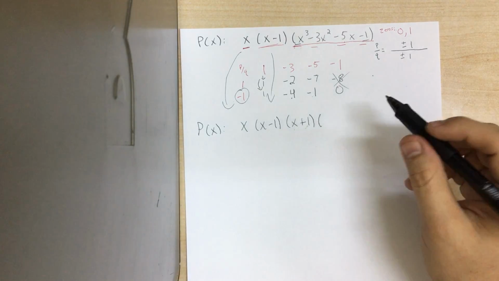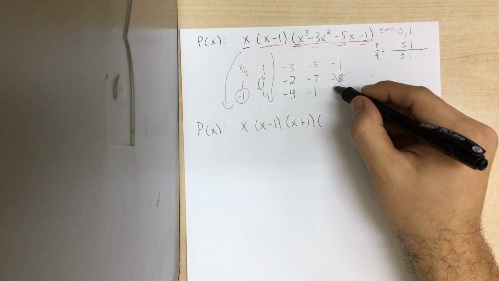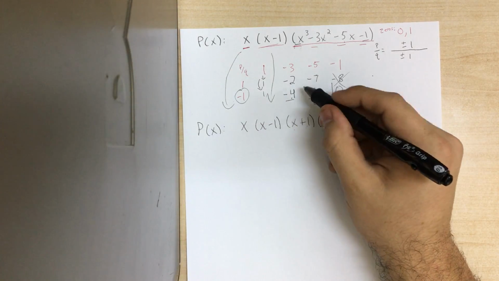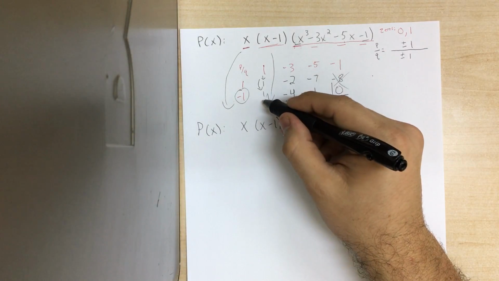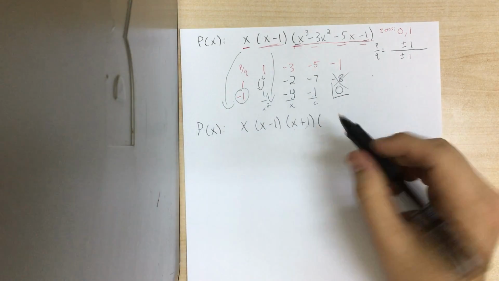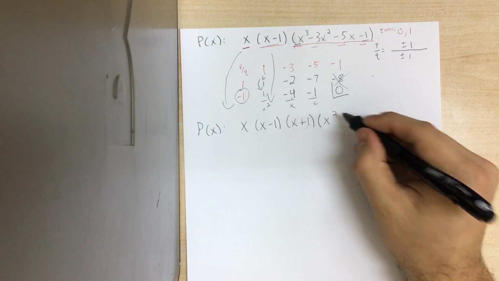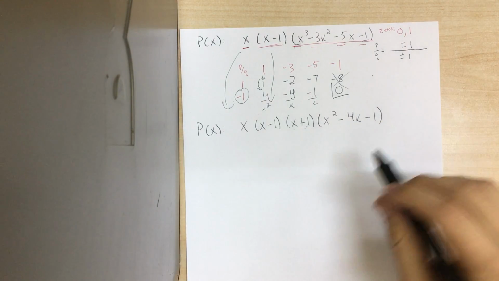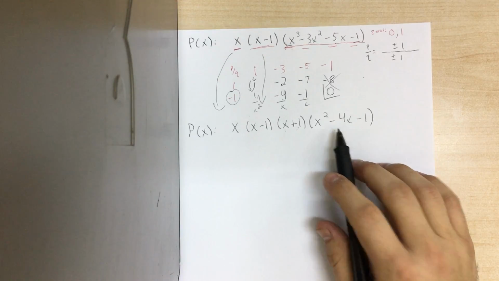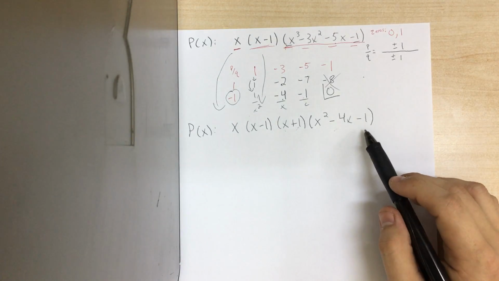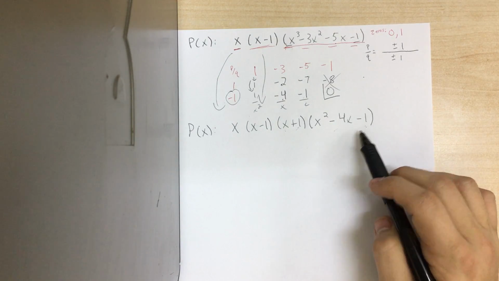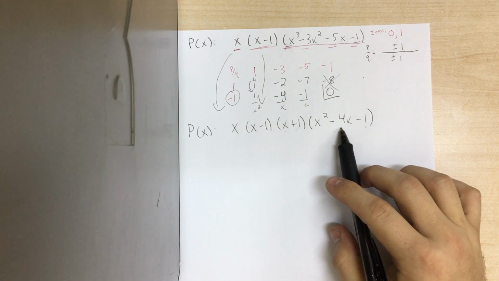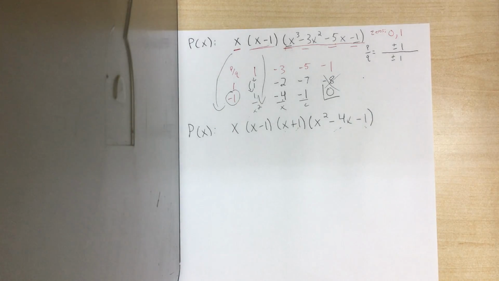And then we can write our quotient. So this is our remainder of 0. The constant term is -1. The x term is -4. And the x squared term is 1. So we can write that as x squared minus 4x minus 1. So now we have a quadratic. So do we have two numbers that can multiply to -1 and add to -4? That's going to be tough. I would say use the quadratic formula here.